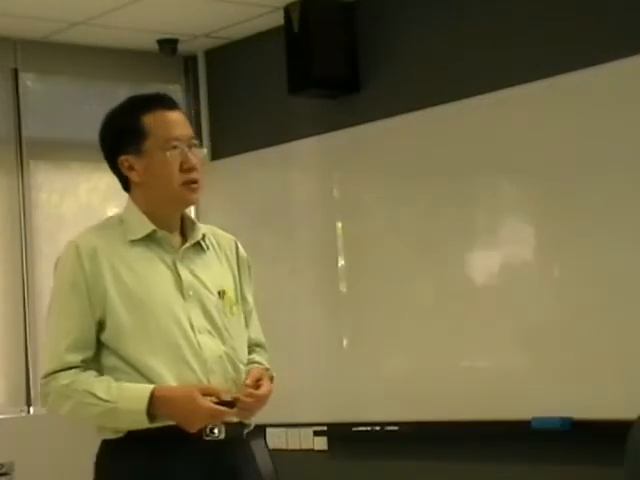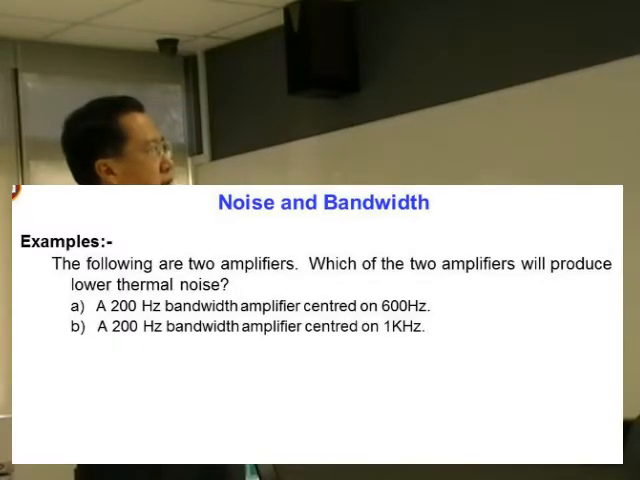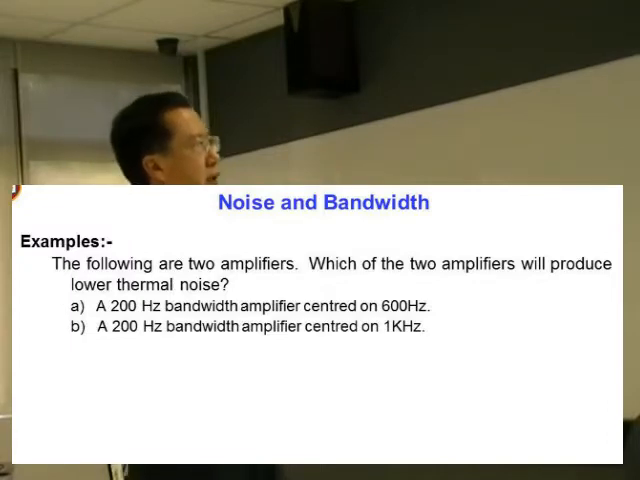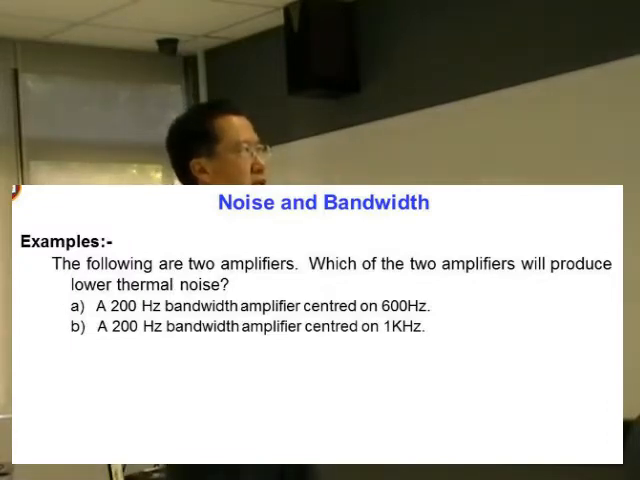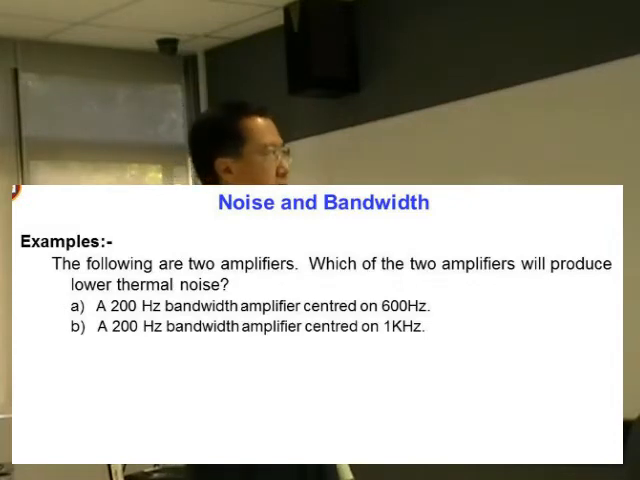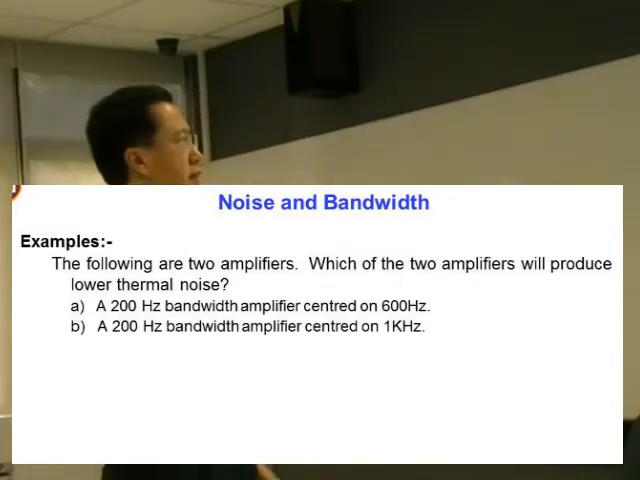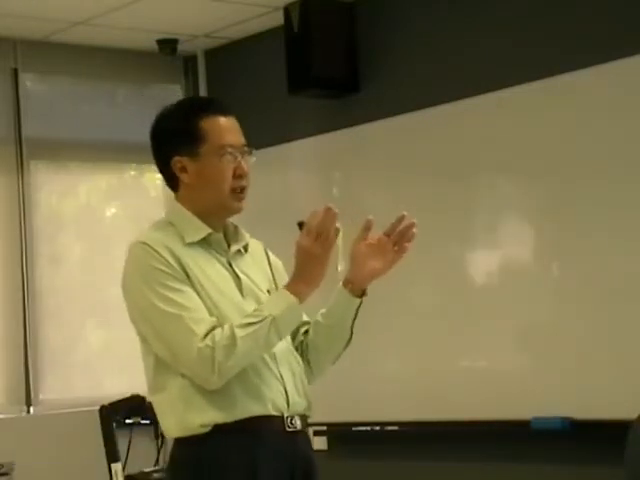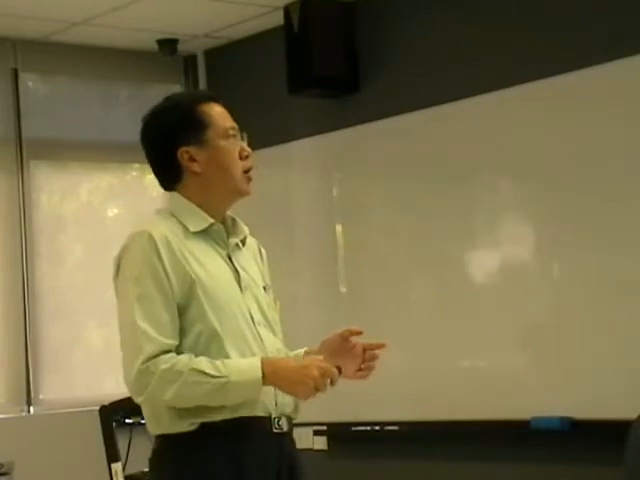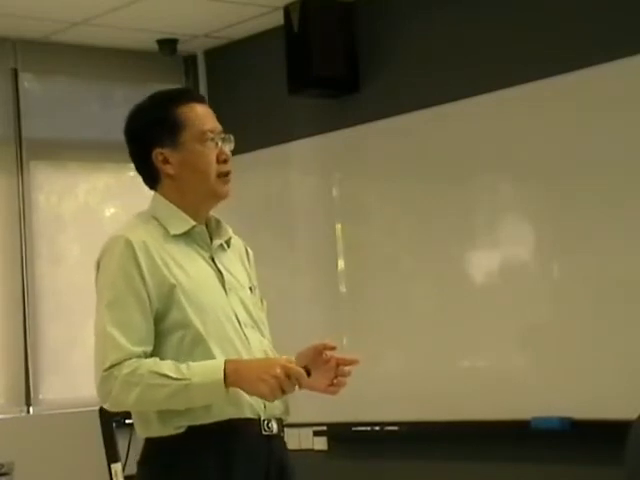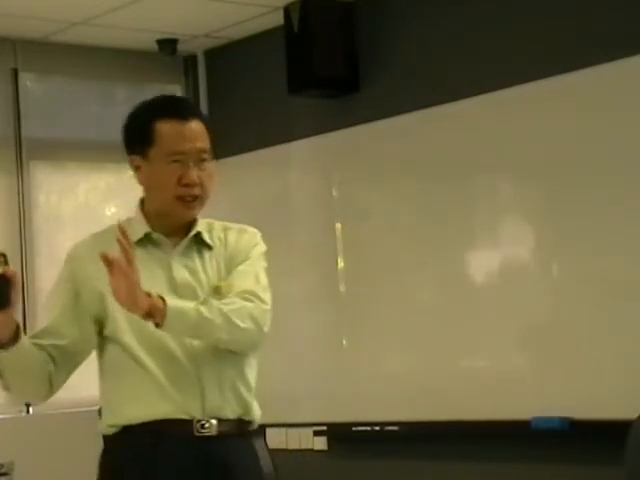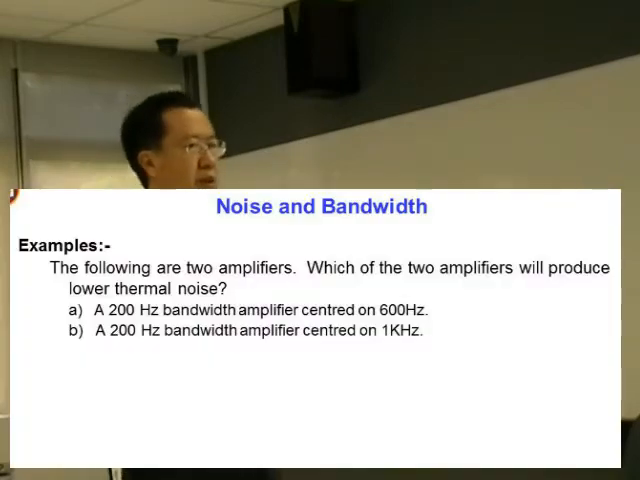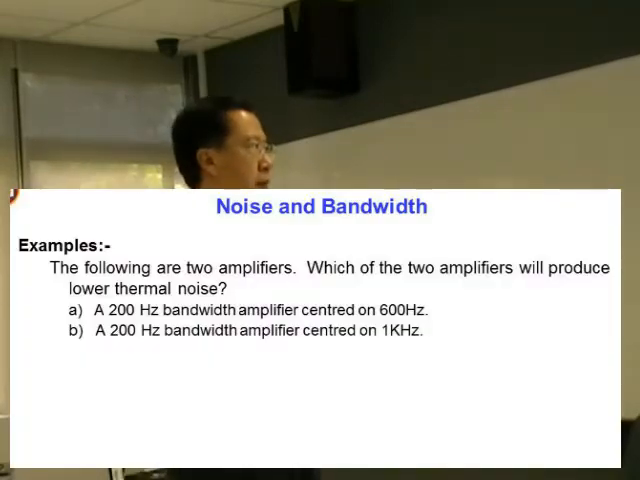Okay. So noise and bandwidth. Let's consider this example here. We have two amplifiers. The question here is, which of the two amplifiers will produce lower thermal noise? Is it a 200 Hz bandwidth amplifier centered around 600 Hz, which is slightly on the low frequency side, or a 200 Hz bandwidth amplifier centered on 1 kHz, which is the higher frequency side? What do you think the answer is?